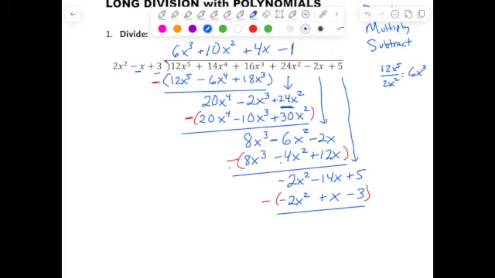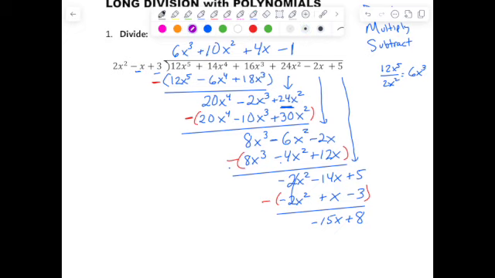Those negative 2x squareds cancel out, right? Negative 14x minus x will give you negative 15x. And finally there in the end, 5 minus negative 3 is 5 plus 3. So that's going to give you positive 8. And now the final step is to express your final answer here.